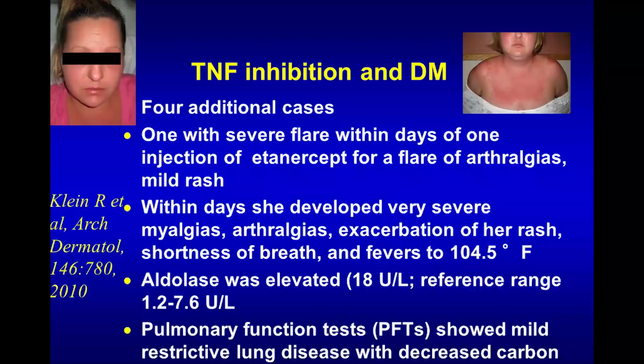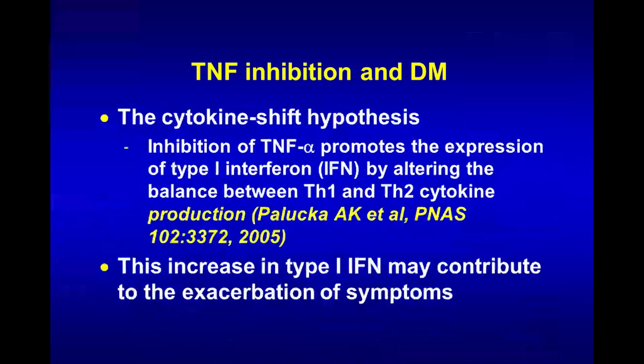Now here's TNF inhibition, and again the idea that shortly after starting a TNF blocker you can have an exacerbation with fever or myalgias, arthralgias, increased muscle enzymes, and a rather severe flare of dermatomyositis. Why would this happen? Well, there's a cytokine shift hypothesis, and the idea is that if you inhibit TNF, it promotes the expression of type 1 interferon by altering the balance between Th1 and Th2 cytokines. Increasing type 1 interferon may contribute to the exacerbation of symptoms. And that's some of the thinking around why TNF blockade for this particular subpopulation is not a good idea.